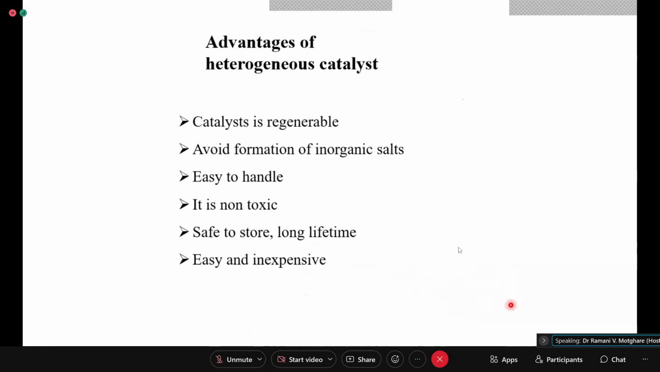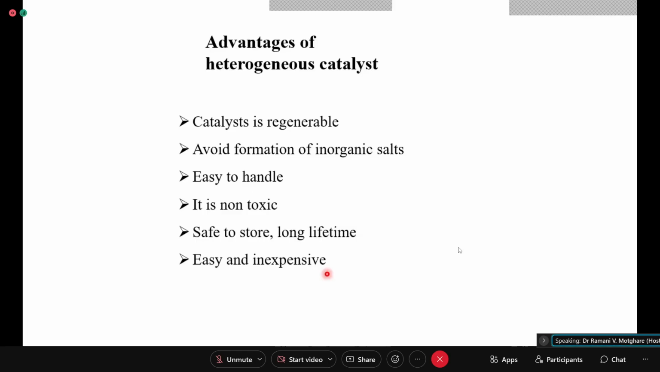So, what are the advantages of heterogeneous catalyst? Catalyst is regeneratable, or you can regenerate the catalyst, avoid formation of inorganic salts, easy to handle, it is non-toxic, safe to store, long lifetime, and easy and inexpensive. Okay, so these are some of the advantages of heterogeneous catalysis.